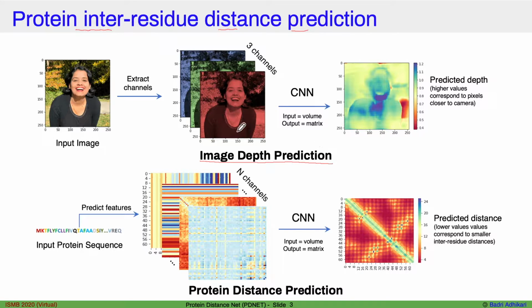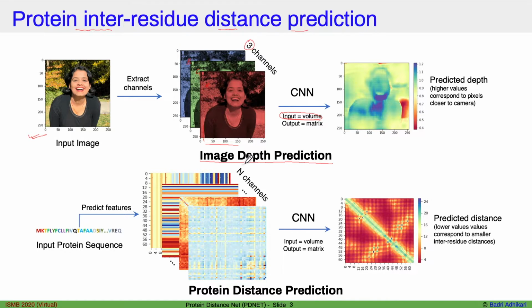The problem of protein interresidue distance prediction is similar to a problem known as image depth prediction in computer vision. In computer vision, for image depth prediction, the input is an image, typically a color image like this, from which we extract channels, typically red, green, and blue channels, RGB, which forms an input volume. It's a volume because each matrix represents one channel. We have in total 3 channels. So the whole image now becomes an input volume.